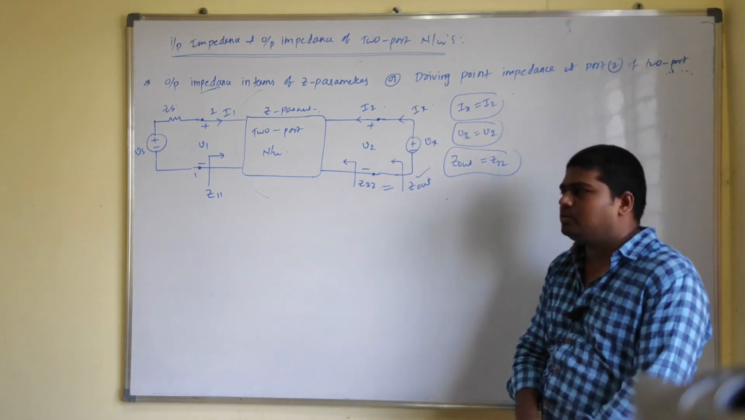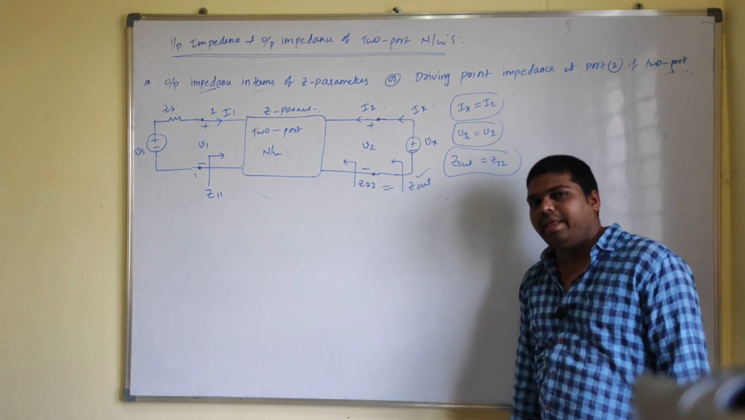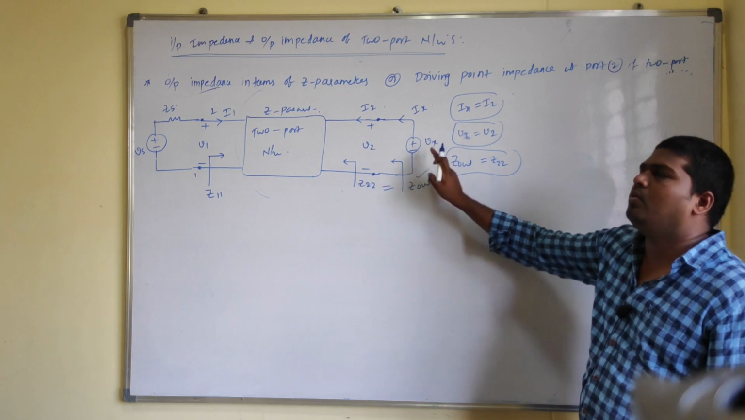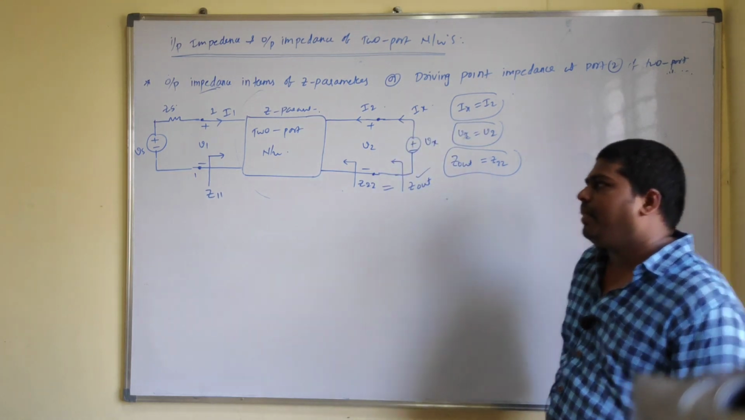This is step 1. You can simply remove any elements present in the output area, remove that network, and add one ideal voltage source having Vx and Ix current, right? So next step.